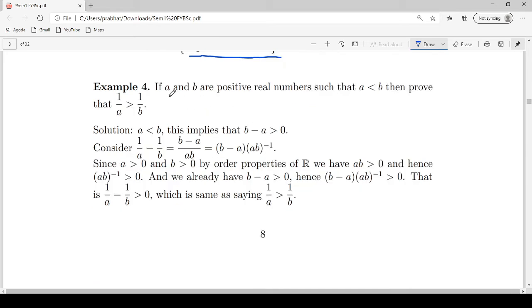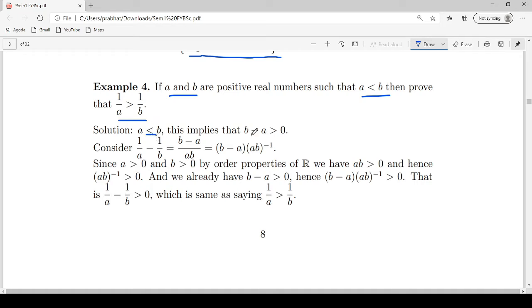It states if a and b are positive real numbers such that a is less than b, then 1 upon a is greater than 1 upon b. That means if a is less than b, then the multiplicative inverse of a will be greater than the multiplicative inverse of b, where a and b are positive real numbers. Let's prove it. You have a is less than b.